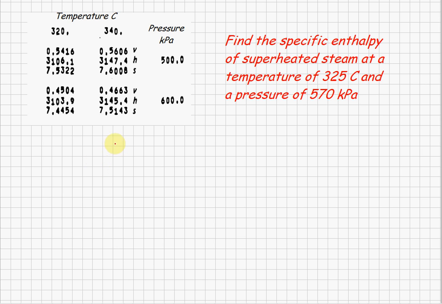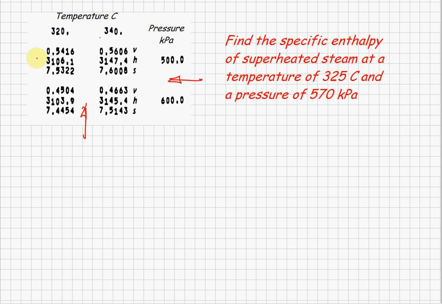All right, this is our last module in interpolation of the steam tables, and in this module we're going to look at double interpolation in the superheated steam tables. So if we have a question like find the specific enthalpy of superheated steam at a temperature of 325 C and a pressure of 570 kilopascals, we can look in our steam tables and find out that our pressure 570 is not a tabulated value, and neither is our temperature 325 degrees C. And so we're going to have to do a double interpolation.